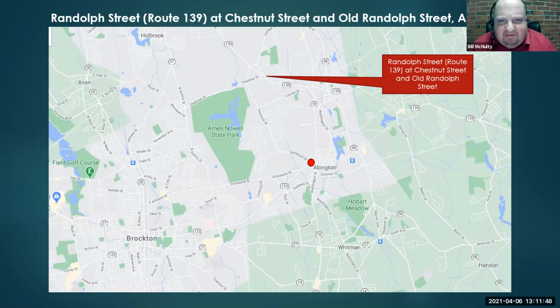Chestnut and Old Randolph is a popular east-west connection in the region, particularly getting from the Brockton area over to Route 18 and Route 3 in Weymouth. This is the primary route if you live in the western part of Abington or in Brockton and you want to get over to Route 3. This is the route it takes you.